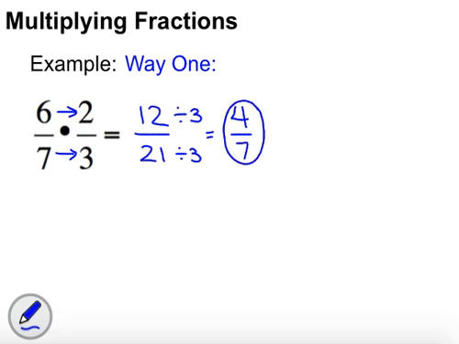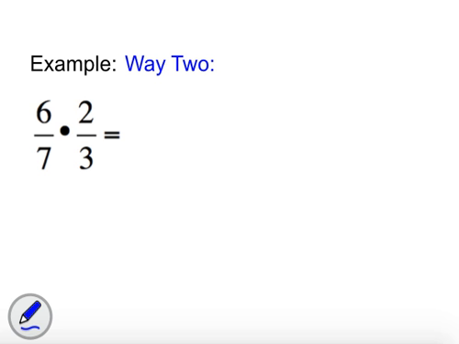Now let's look at the same problem a different way. Some of you may have learned about cross-simplifying or cross-reducing. It's doing the reducing ahead of time. So in this case, I have a number on top, this 6 here, and a number on the bottom, this 3 here, that have a common divisor or common factor. So I can divide those out before I start doing my multiplying, and this will help with bigger number problems.